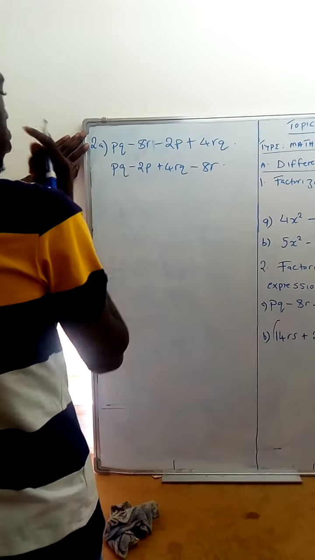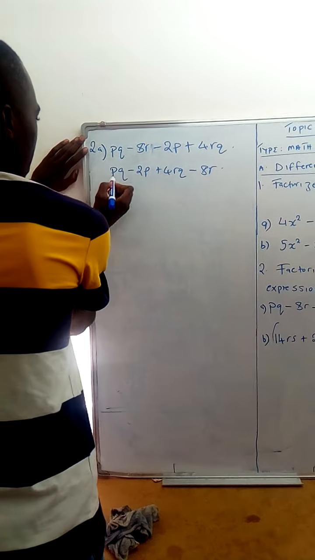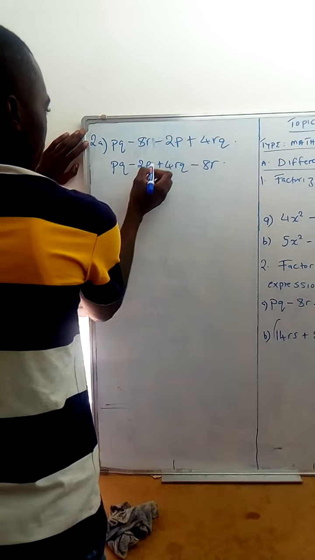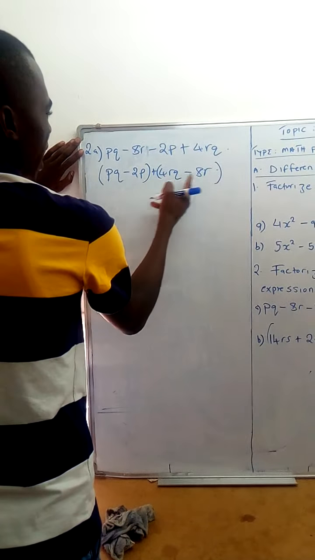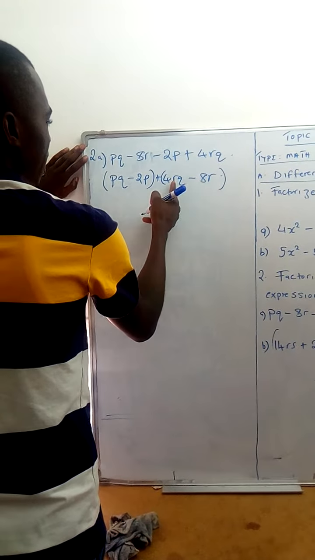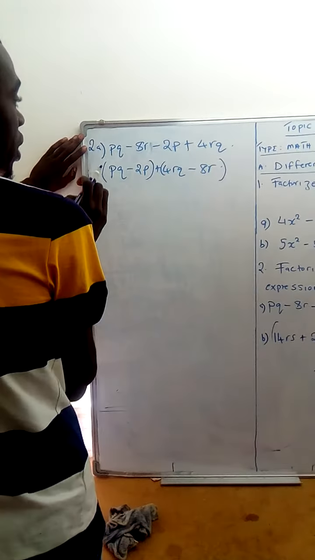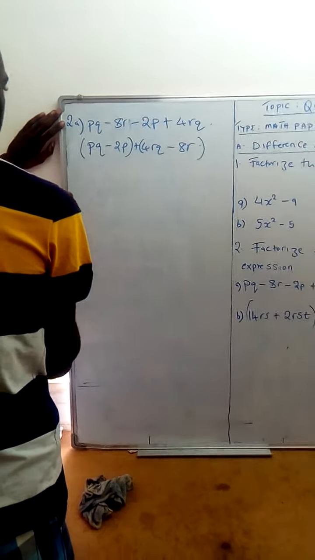Now, why have I grouped it this way? Because I've checked. This one, there is a p and there is a p here, so these can be together. Then on these two terms here, the 4 and 8, they are somehow the same. Then there is r and there is r, so they can be grouped together. So having done that, then you check.